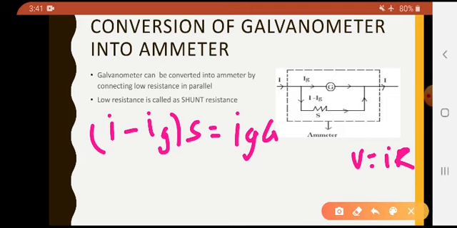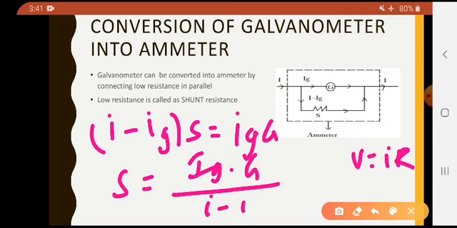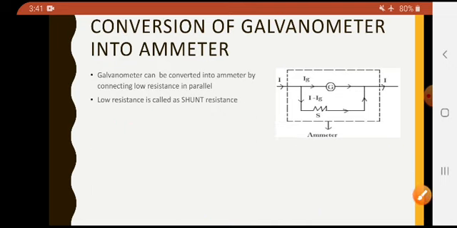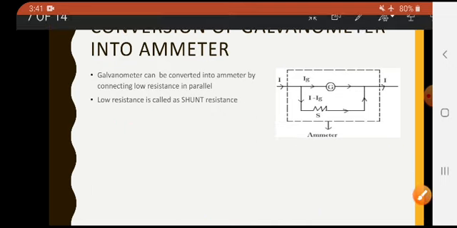According to Ohm's law, I write I minus Ig into S equals Ig into G. From this, the shunt resistance is S equals Ig G by I minus Ig.